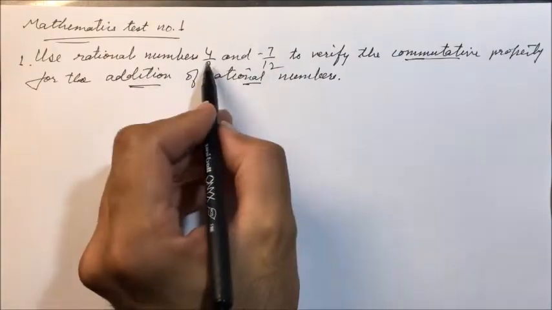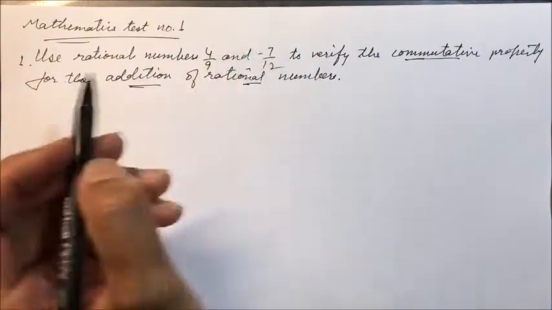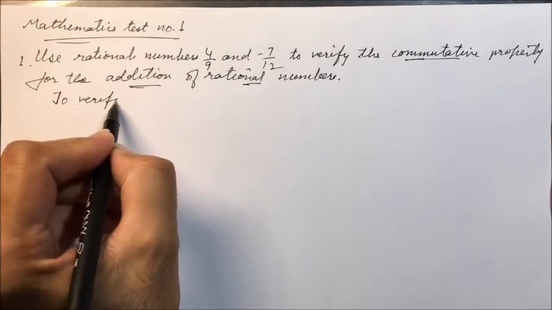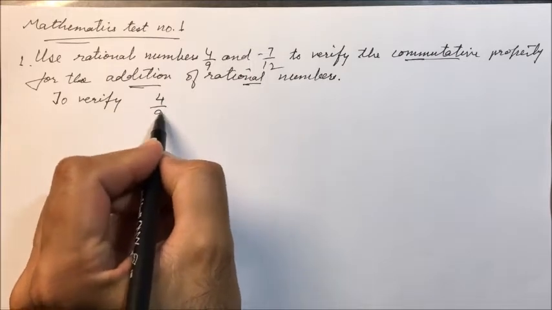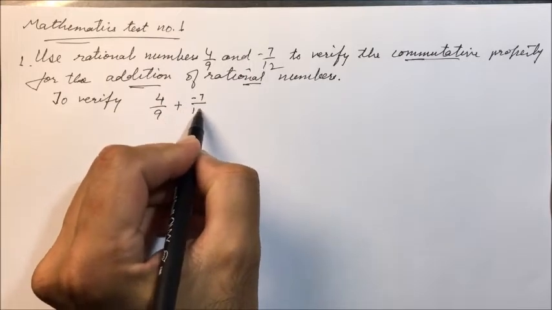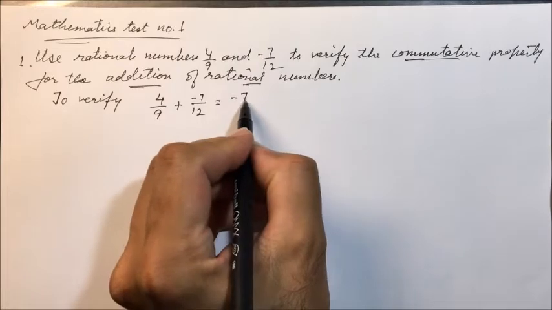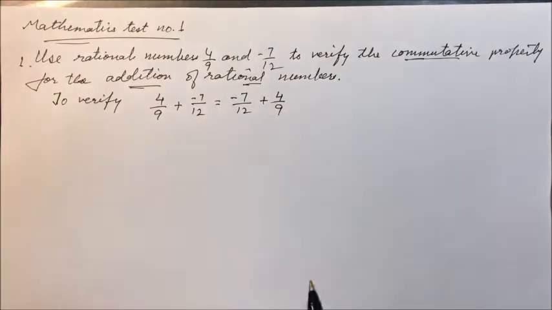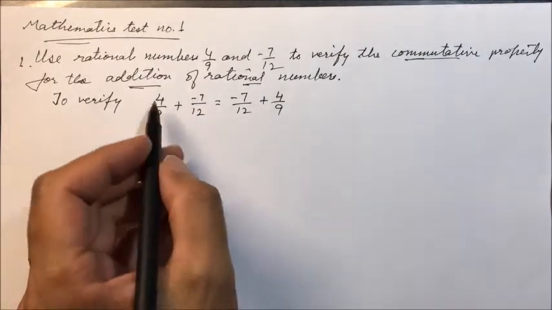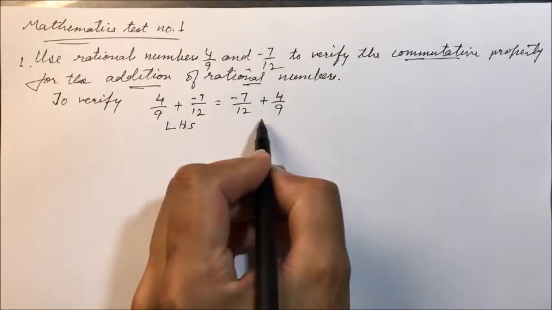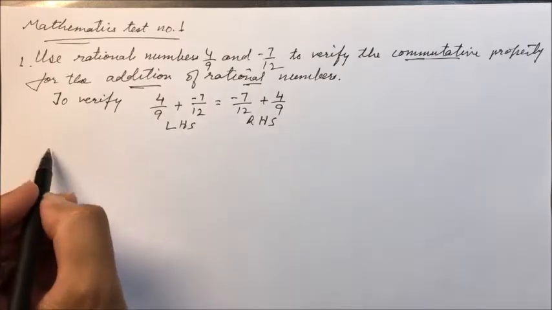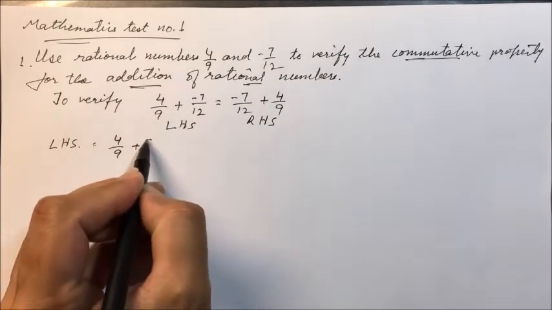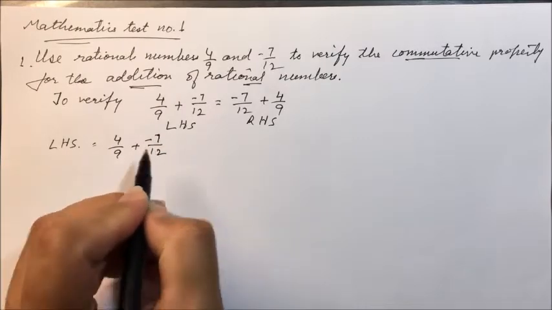So commutative property of addition of rational numbers, what you have to verify is 4 upon 9 plus minus 7 upon 12 is equal to minus 7 upon 12 plus 4 upon 9. This we have to verify. So next step, we'll take this as LHS and this as our RHS. So LHS equals 4 upon 9 plus minus 7 upon 12.